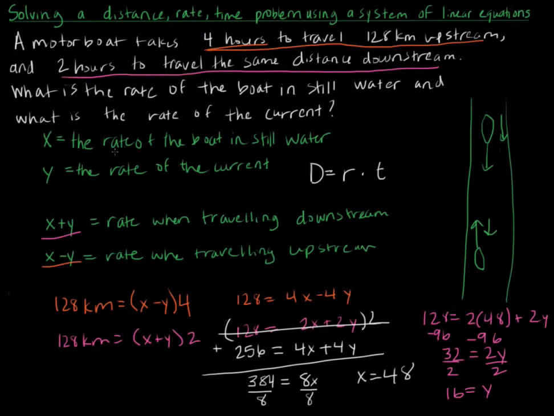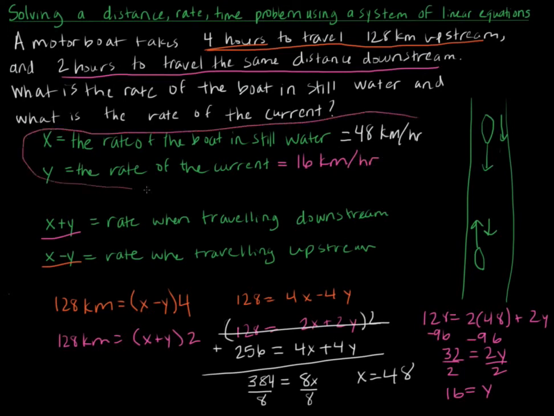So the rate of the boat in still water is 48 kilometers per hour, and the rate of the current is y, which is 16 kilometers per hour. And that would be our final answer right here. And that is how you solve a distance, rate, time problem using a system of linear equations.